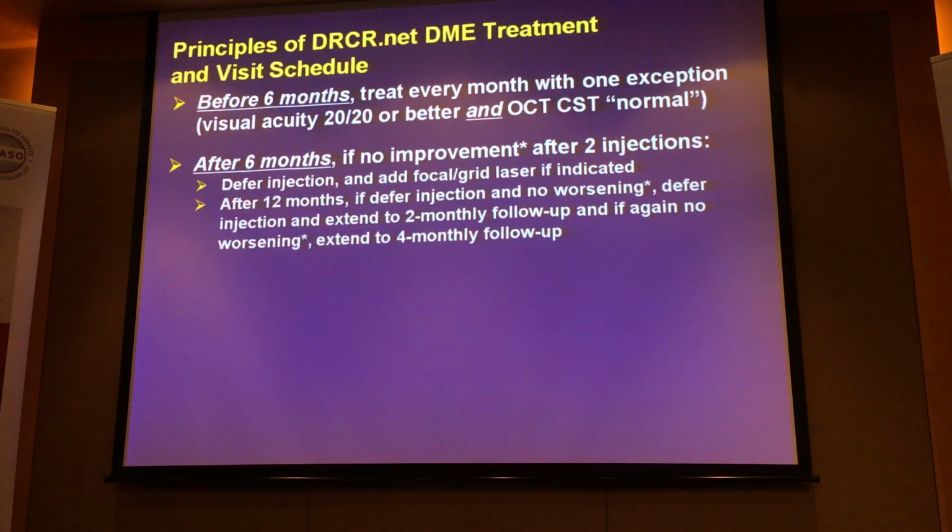And after 12 months, if you still don't get any further improvement and there's no worsening, you can defer and extend. Different from treat and extend, okay? Treat and extend means every visit I treat you and then I extend. This one, we defer. If you come at 2 months, it's the same. I see you in 4 months, don't treat. At 4 months, if you're still the same, visual acuity the same, CST no change, I defer to 8 months, don't treat. Which is quite good, right? It's good for patient.